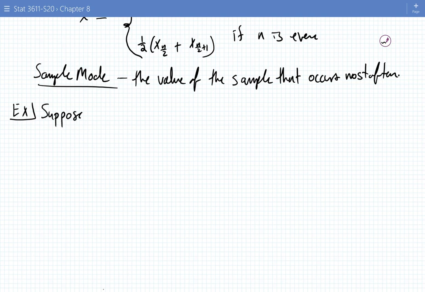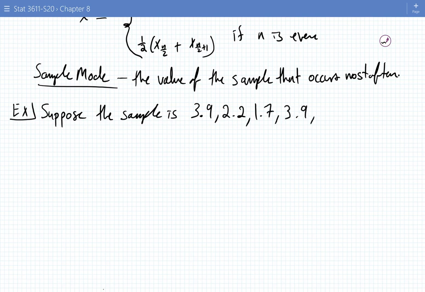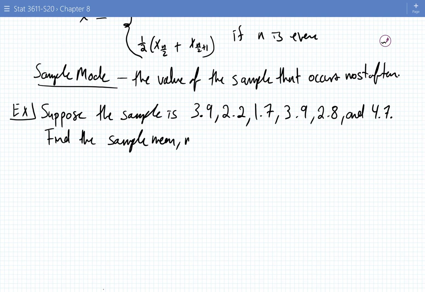So let's suppose that we have a sample, and the sample observations are 3.9, 2.2, 1.7, 3.9, 2.8, and 4.7. Let's go ahead and find the sample mean, median, and mode.